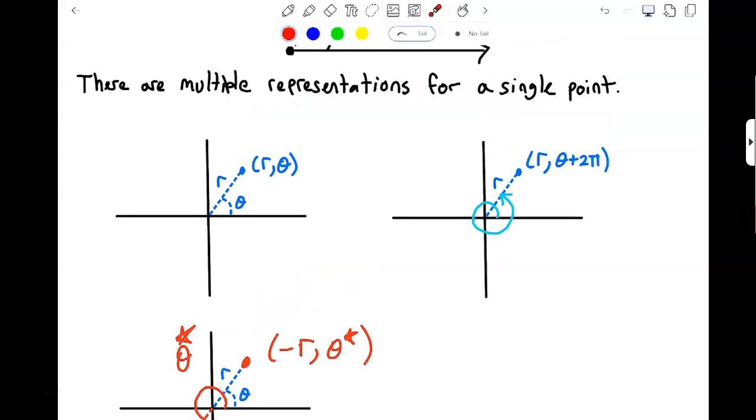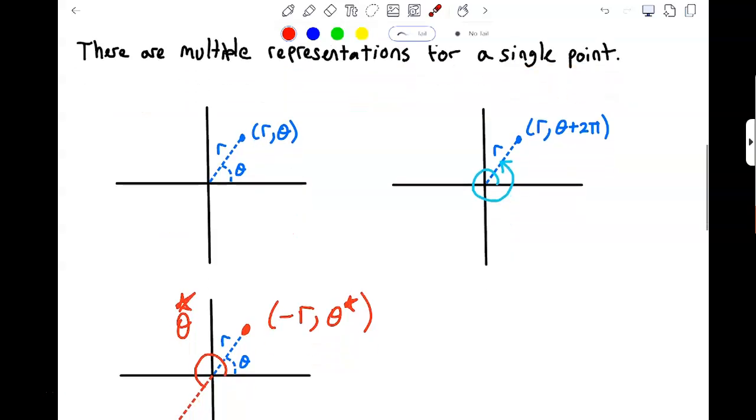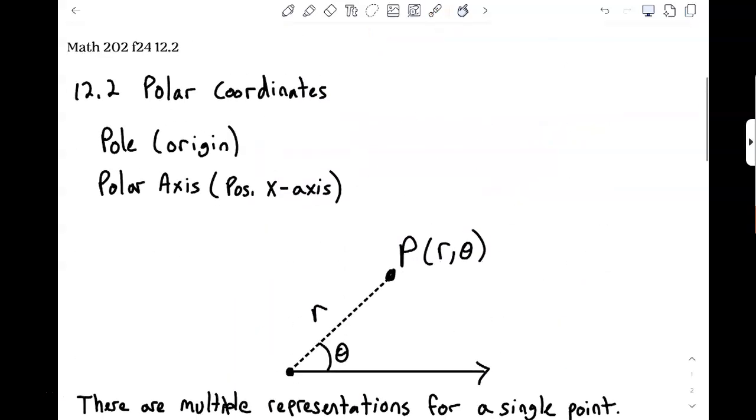But that is the idea of polar coordinates, and this idea that for a single point there's multiple ways. And all I've done here is just showed you 3 ways. You could, of course, find anything that's coterminal to theta star. So, go around a couple times and then stop there. Okay? And so that is just a quick introduction to polar coordinates.